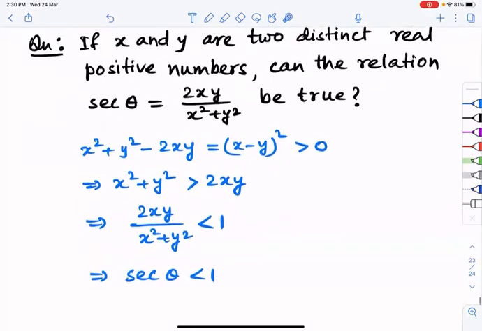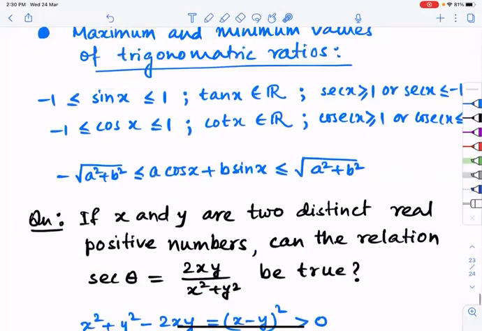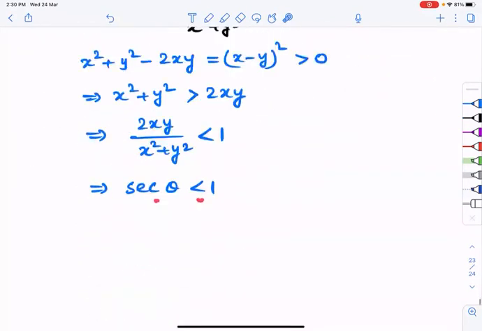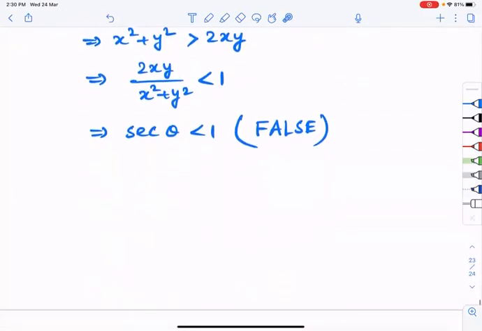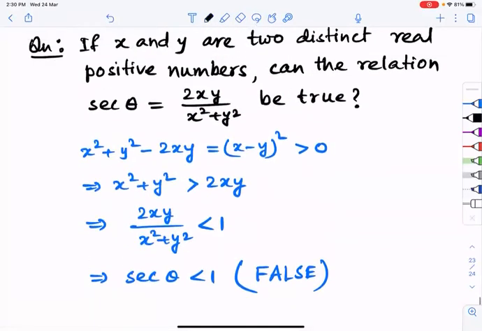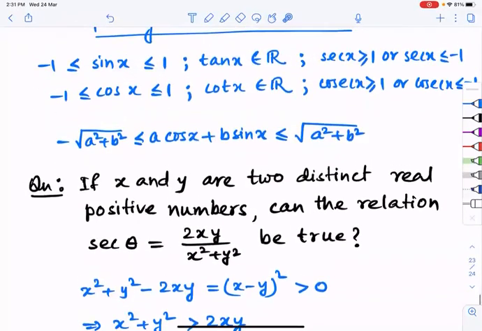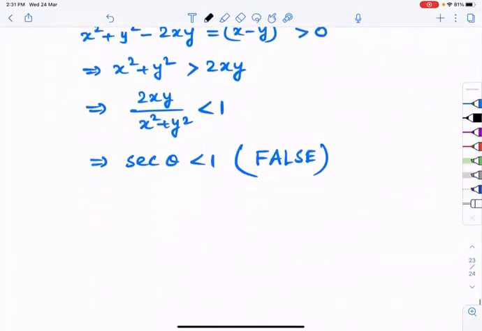That is our expression given. Sec theta is equal to that. So less than 1. Is it true? That you have to check. Now I have told you sec theta or sec x is always greater than or equal to 1. It can never be less than 1. So therefore, sec theta less than 1 is a false statement. So can it be true? No, it cannot be true. It is a false statement. So when you have such a question, you can use this idea of maximum and minimum values of these functions. Let us take another question.